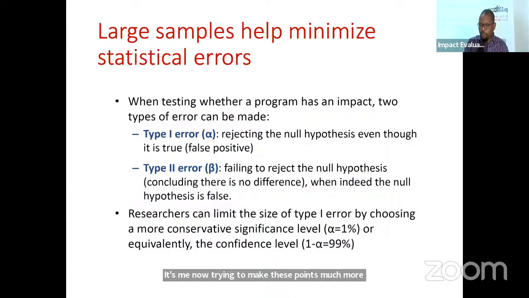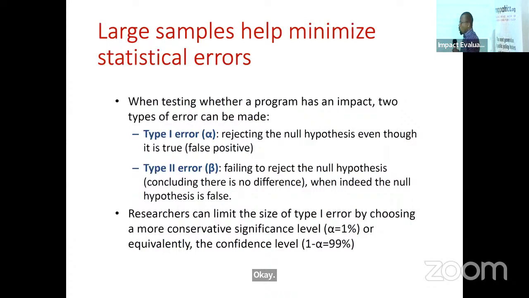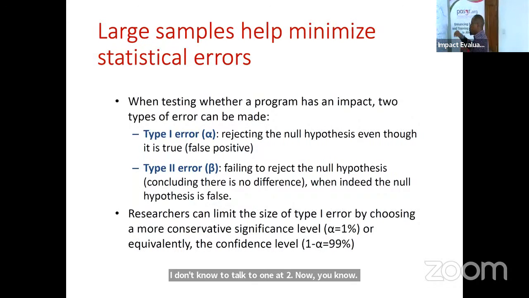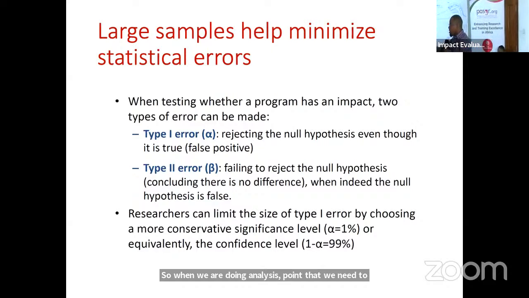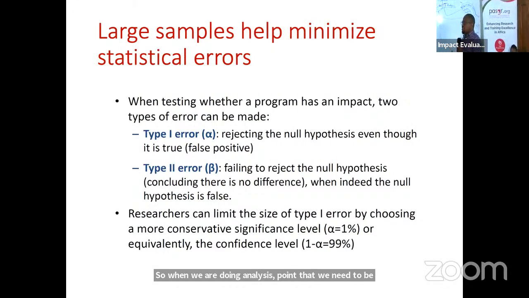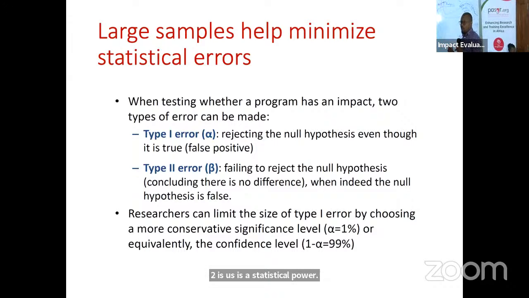Okay? Now you know. So when we are doing analysis, his point is that we need to be able to minimize both type 1 and type 2 errors. Type 2 relates to statistical power. 1 minus type 2 error gives us statistical power. But that does not take away the risk of committing type 1 error. Are we together? So while we have type 2, we can control type 2 easily. We also have to minimize type 1 error.